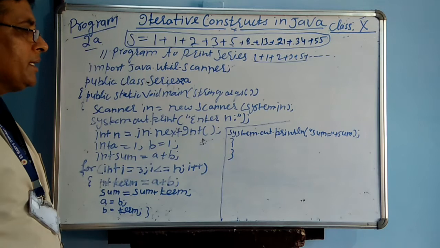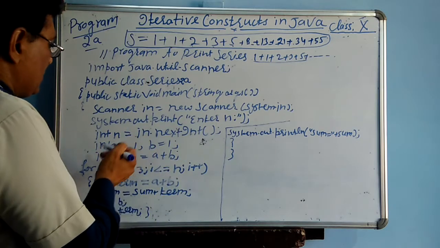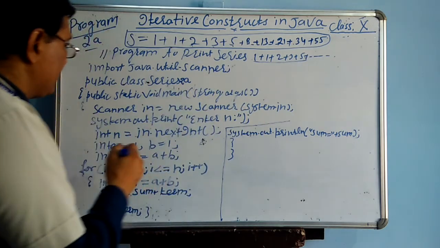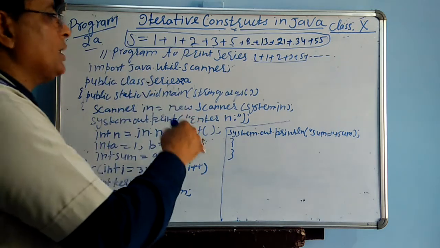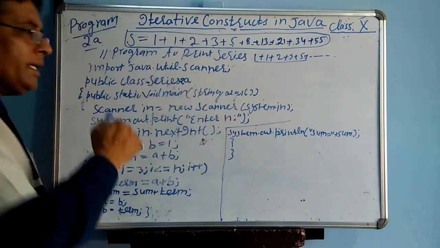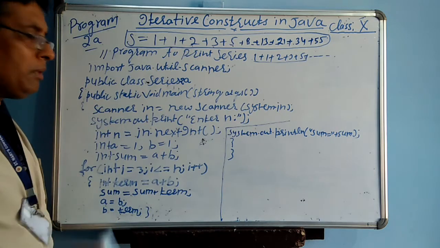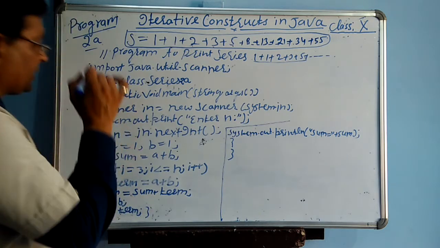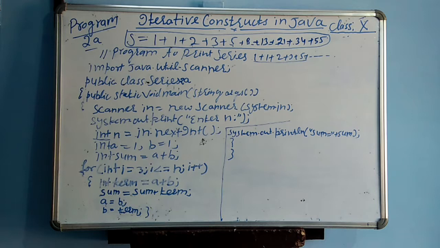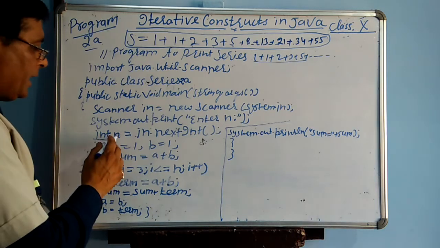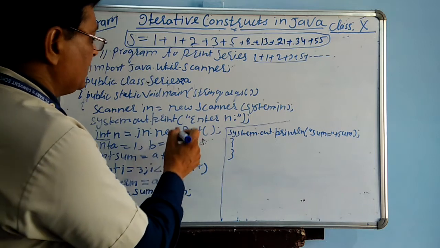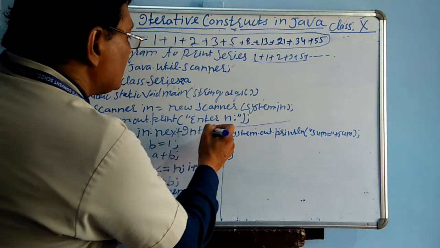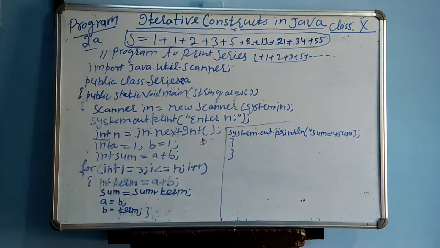You understand? Next, you have to store the value of n. You are using the Scanner, and the number of digits is an integer type of data, without decimal. So you will use the integer type: int n is equal to in.nextInt(); semicolon.